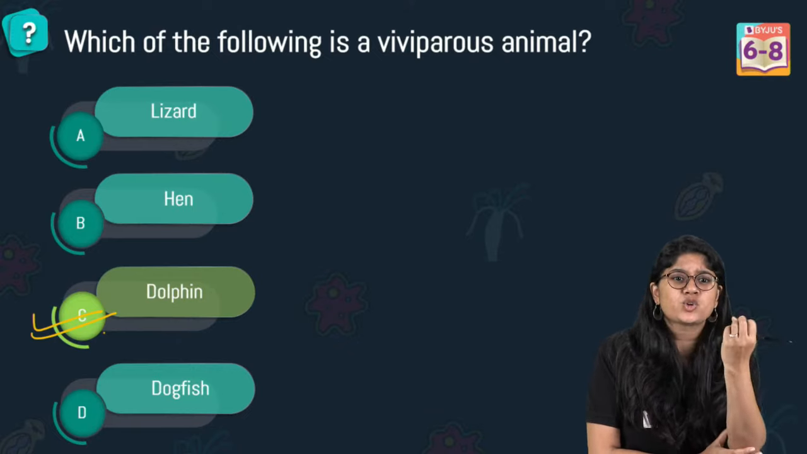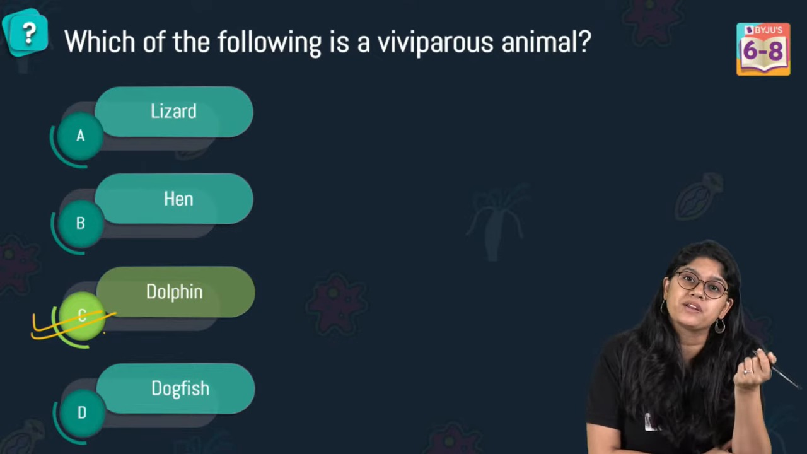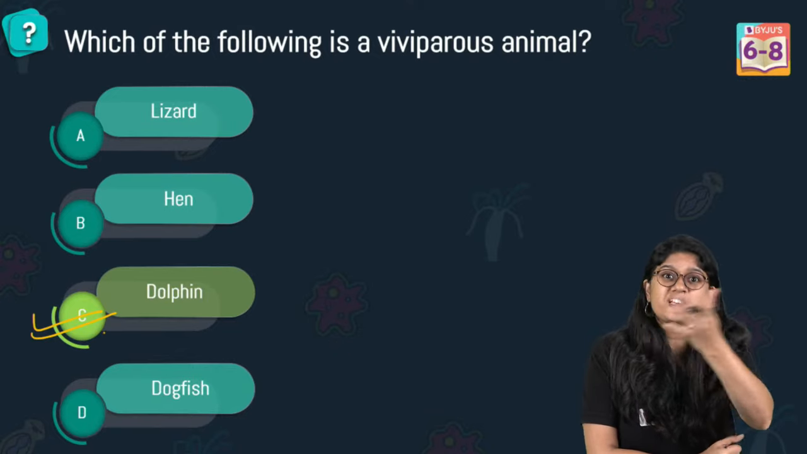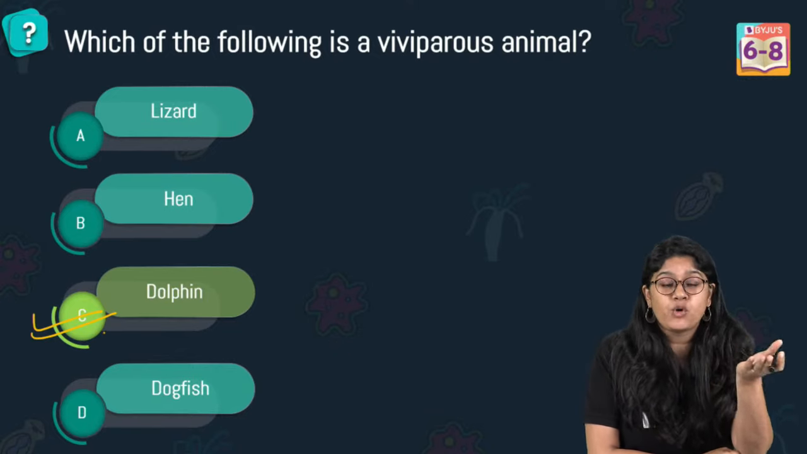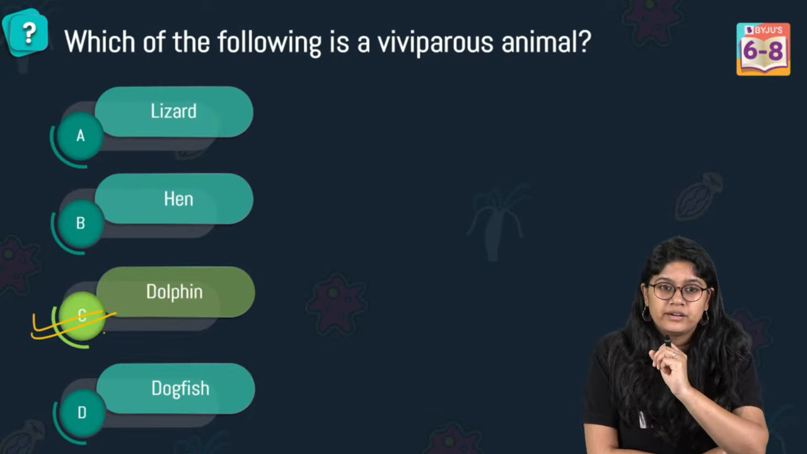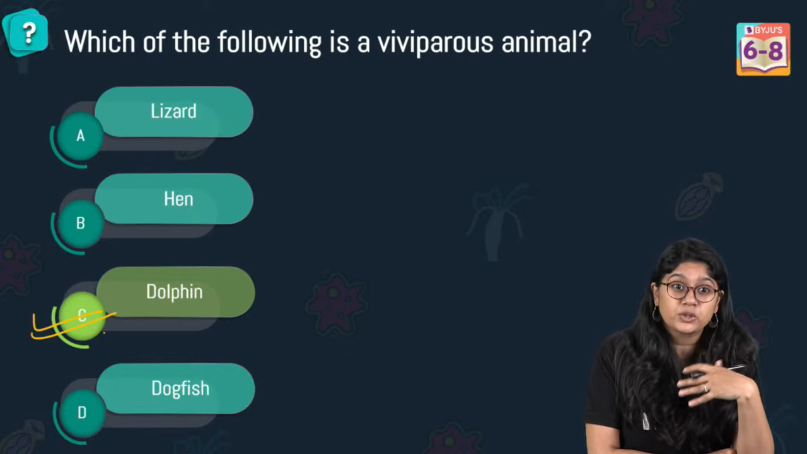Exposed means it's open. Right, Harshit? It's open. For example, if frogs are laying their eggs and the sperm in the water, they're exposed, right? They're open in the water. Fish can come and attack them, right? And they can get destroyed easily. Viviparous animals are those animals that actually give birth to the young ones.